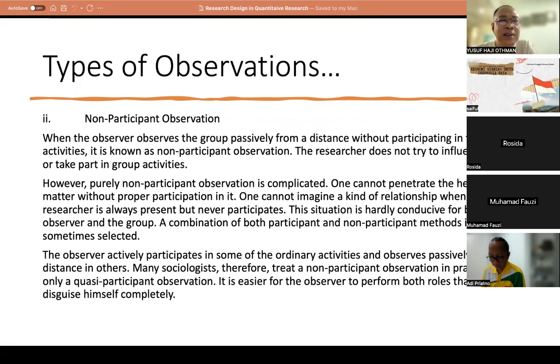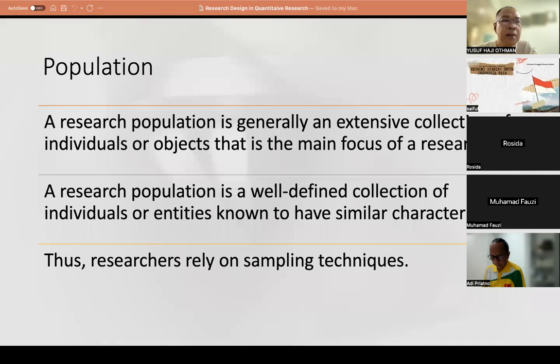And the second is non-participant observation, when the researcher observes the group passively from a distance, from far away, without participating in the group activities. So it's known as non-participant observation. The researcher just observes. Yeah? The researcher does not try to influence them. And also, the researcher does not take part in the activities. Okay.